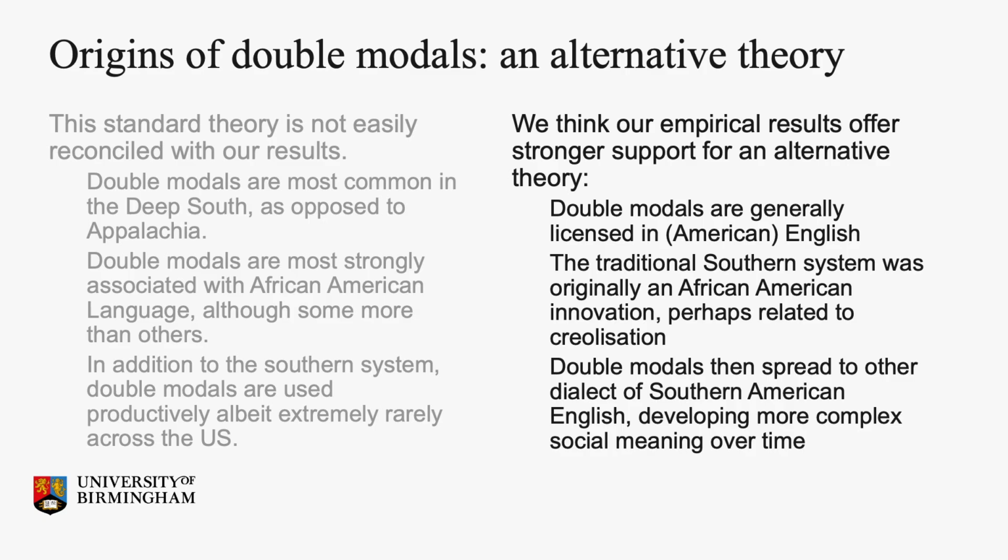Double modals are most common in the Deep South, not in Appalachia. Double modals are most strongly associated with African American language. And they're also used productively, it seems, across the US. That's really hard to reconcile with the idea that Scotch-Irish settlers brought them in. What we think is something different, right? That double modals are generally possible in American English and English in general, and that the traditional Southern system was originally an African American innovation, perhaps related to creolization.